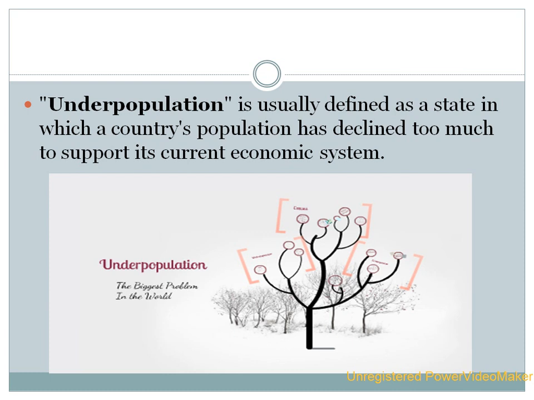Underpopulation. It is usually defined as a state in which a country's population has declined too much to support its current economic system. It is also one of the biggest problems in the world. Overpopulation and underpopulation are the two sides of the coin. Underpopulation is a condition in which the population is so small that there are not enough people to utilize its available resources. Canada, Australia, Russia are some of the examples of underpopulated countries.